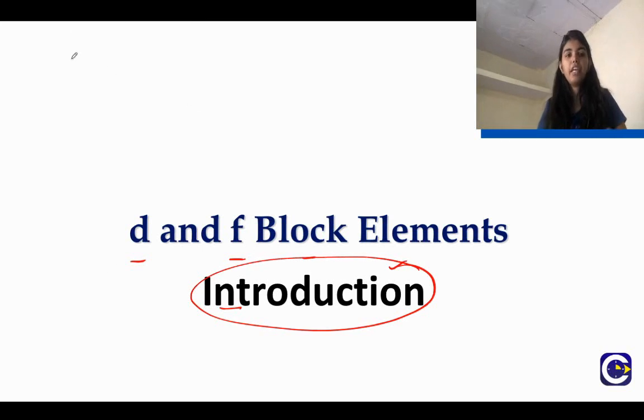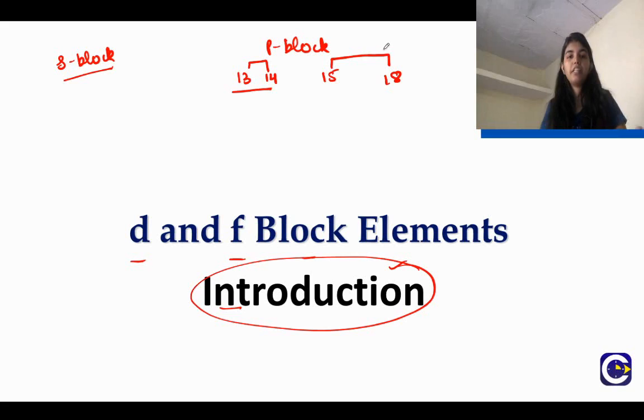See, particularly we have studied about S block elements in class 11, and P block we have studied that it is having from group 13 to 18, amongst which 13 and 14 we have studied in 11th class, and 15 to 18 group particularly we have completed in the previous chapter, that is P block. And S block consists of basically group 1 and group 2. So this all we have done.